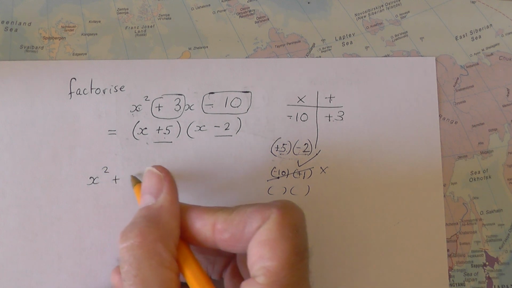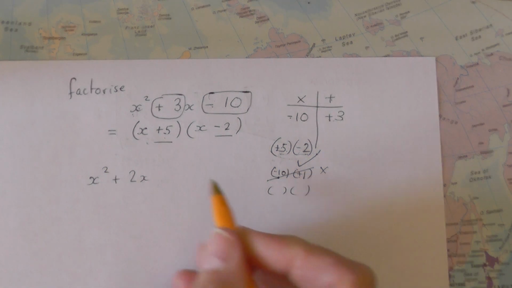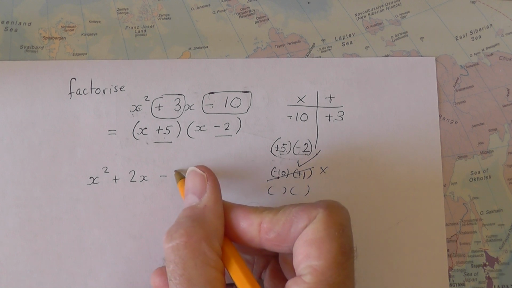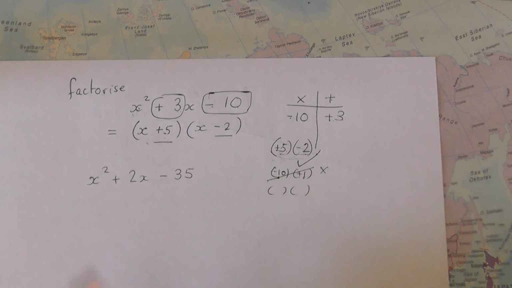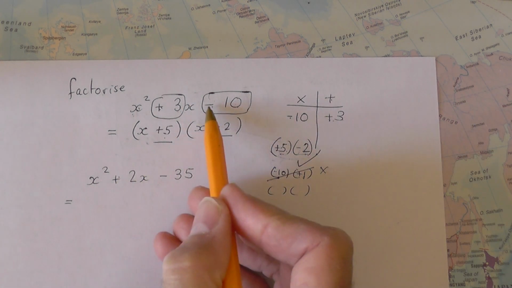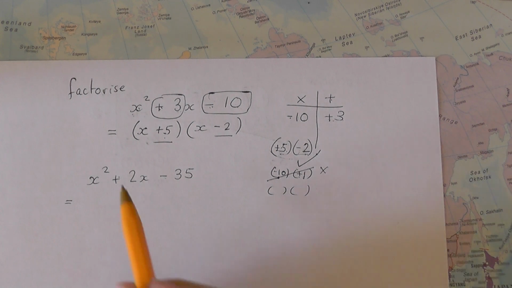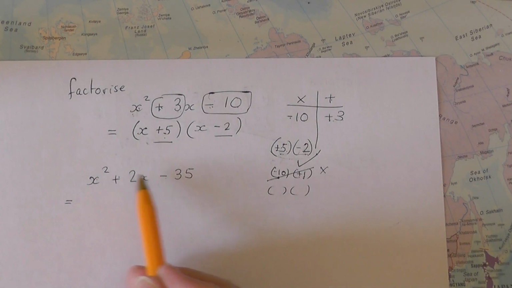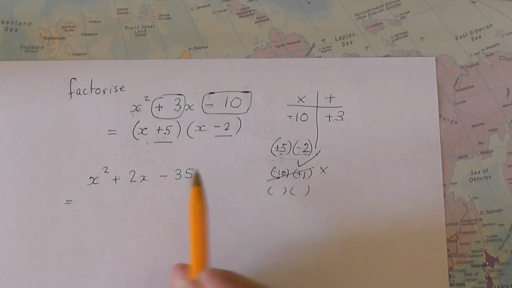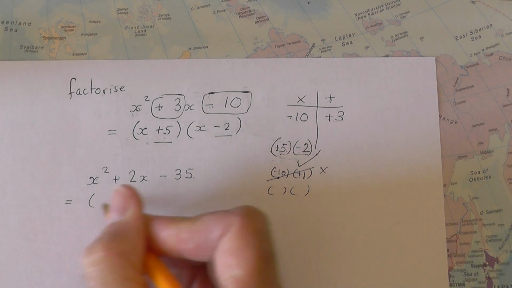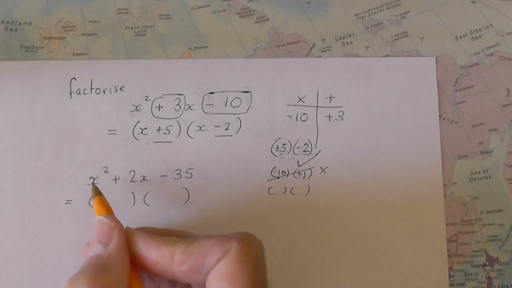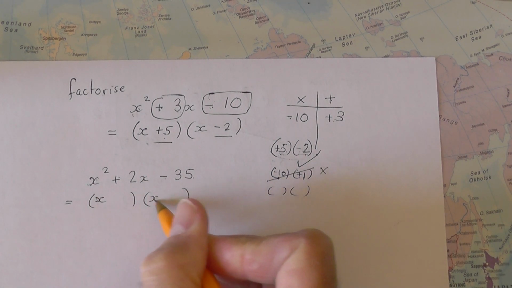If I did x squared plus 2x, let's say minus 35, for example. So that's a slightly bigger number. Might be a bit harder to work out, we'll see. So let's factorise it. Okay, again it's got a plus there and again it's got a minus there, just to keep the pattern of how we work things out the same. Is there a common factor? x, yes, no x. No common factor. So it's going to be a double bracket. Because it's x squared, it must be an x with an x.